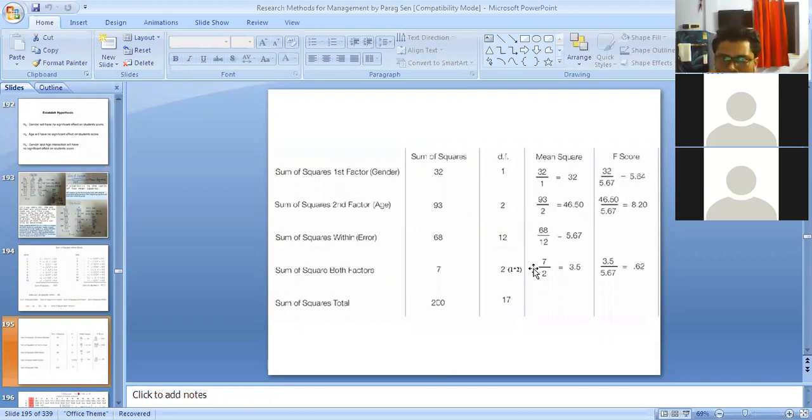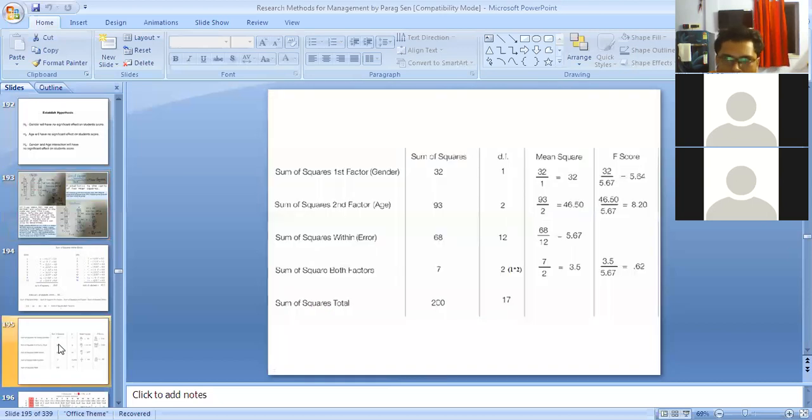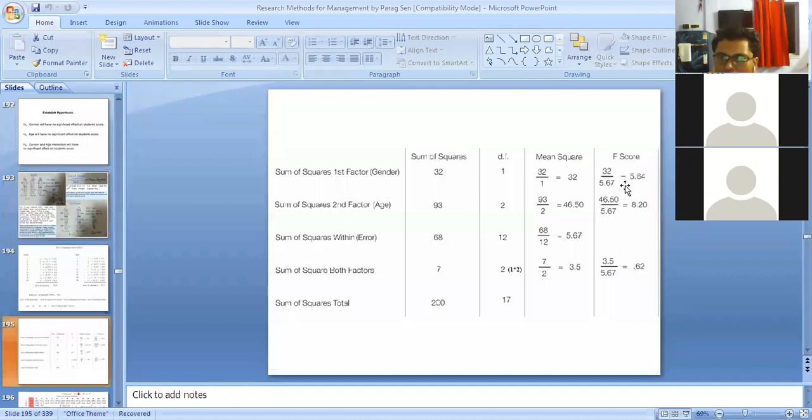Earlier, you can see that you divided by 7.13. You can see that 46.5 is divided by 7.13, but here 46.5 is divided by 5.67. Similarly, 168 by 16 gives 10.5, so 32 was divided by 10.5. Here you can see that 32 is divided by 5.67 to determine the F score.